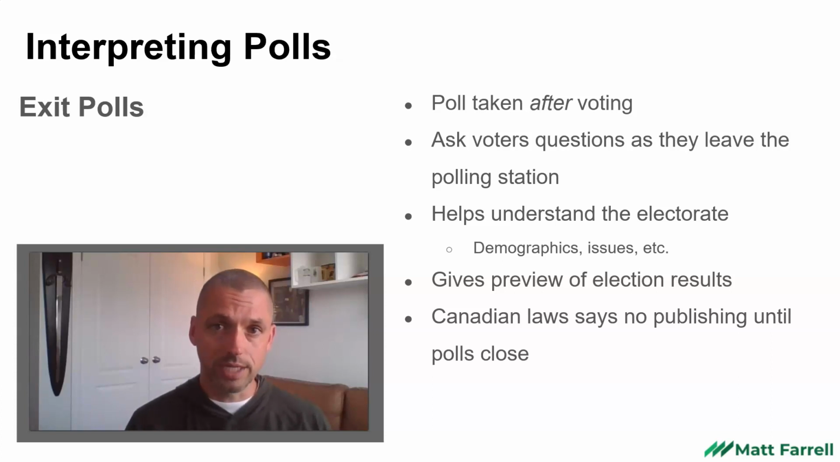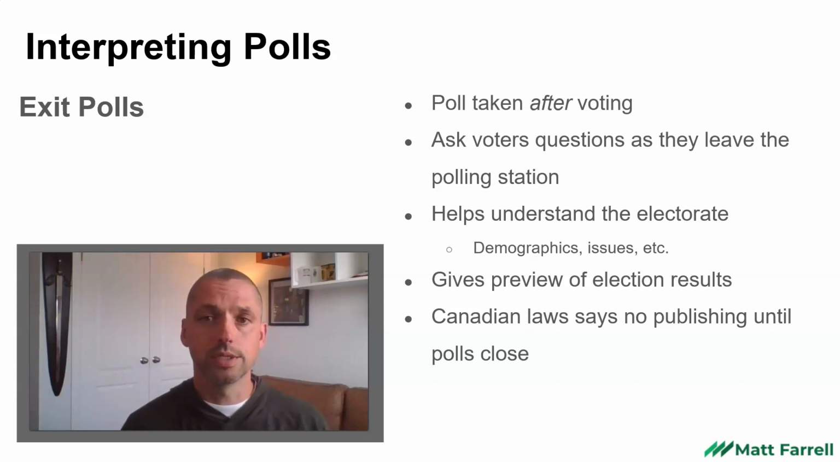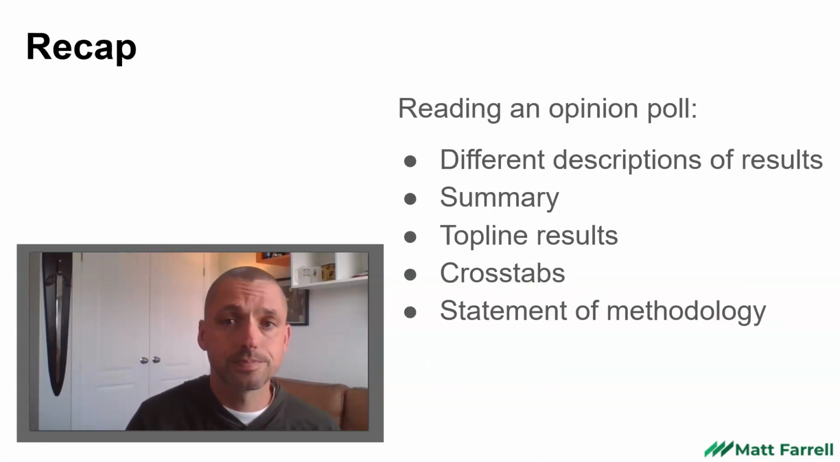It helps understand the electorate, who voted, who actually turned out, and what issues were important to them when voting. It can also give a preview of election results. If exit poll data comes out in the middle of the afternoon, it might give you an idea of who's going to win when the final results are announced later that evening. Some jurisdictions, Canada for example, have laws that prohibit the publishing of exit polls until the polls close, because it could influence the results, especially when you're looking at large geographic countries with different time zones.